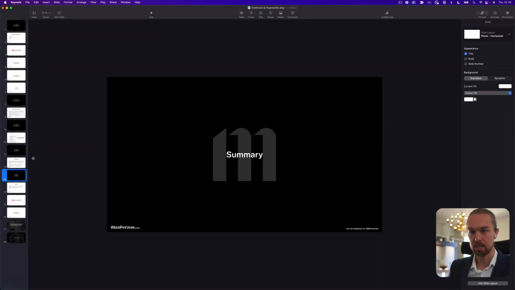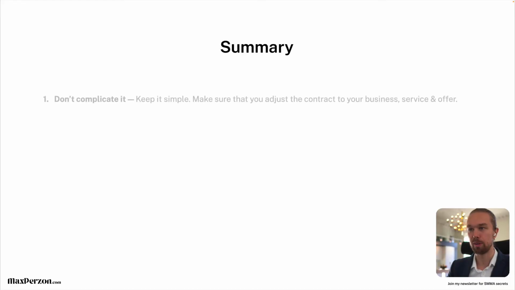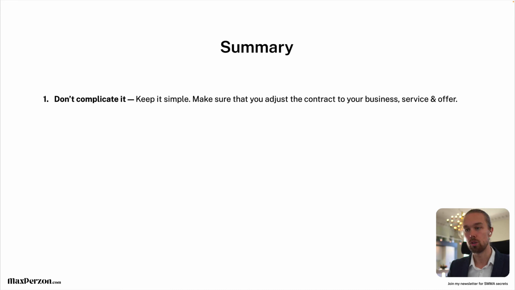All right, so that's it. Let's summarize this video, okay? So don't complicate it, keep it simple. Make sure that you adjust the contract to your business service and your offer. So just download the contract, read through the contract, change all of the placeholders, and then save it as a template on your computer. So as you get a new client, you just take that template, adjust that template to that specific customer, you add their logo, their name, and then also make sure that you have the right time period, the right price in there, because if you pitch $2,500 to one, make sure that you have $2,500 in there. And also if you pitch $3,500 to another one, make sure that you adjust that in there.